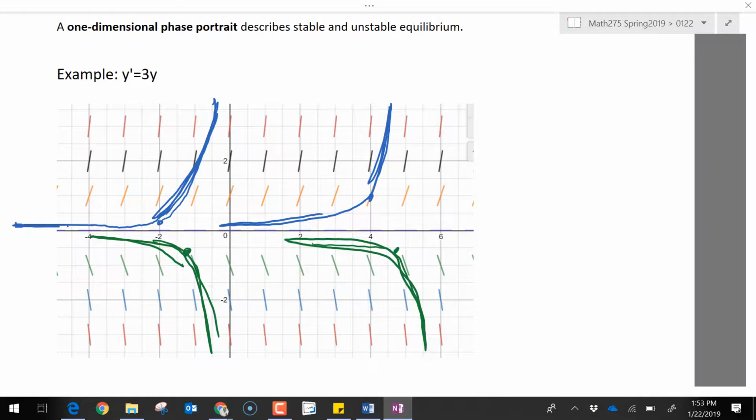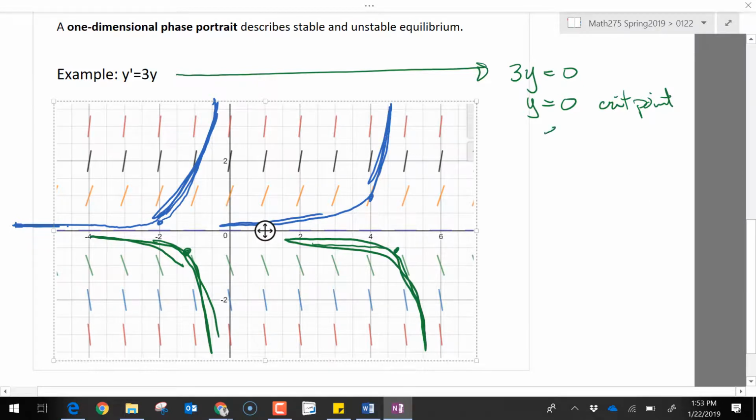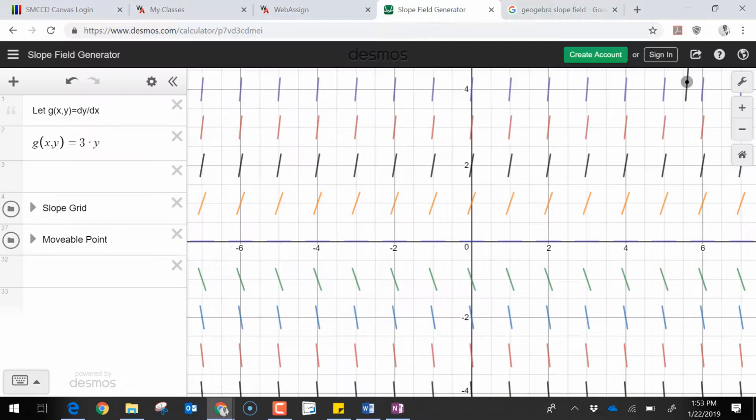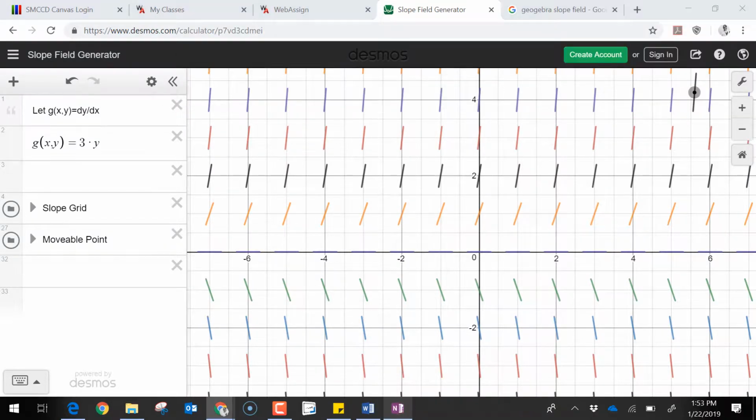Now, we have to take a look at this one at a time. If we're looking at it from left to right, let's do some of the algebra first. If we set 3y equal to 0, y equal to 0 is a critical point, or they call it an equilibrium point. So y equals 0 is an equilibrium point.